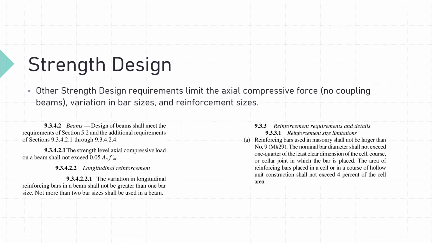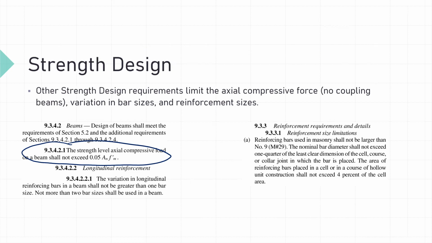Other requirements in strength design. We do limit our axial compressive force. Here in 9.3.4.2.1, we limit it to 5% of our net area multiplied by our f'm. Additionally, we have limits on our longitudinal reinforcement. We say our variation in longitudinal reinforcing bars in a beam shall not be greater than 1 bar size, and then not more than 2 bar sizes shall be used in a beam.